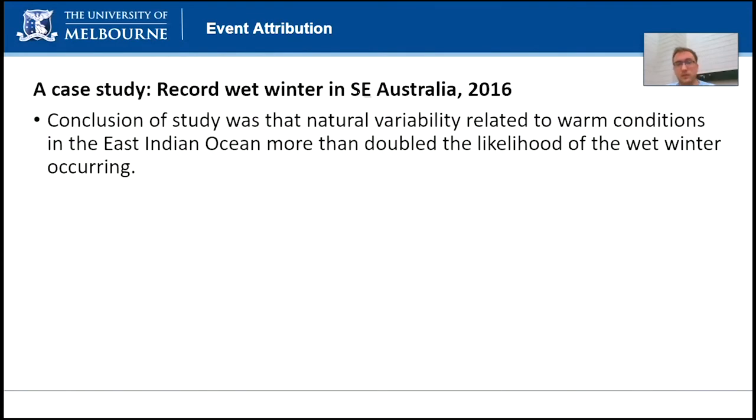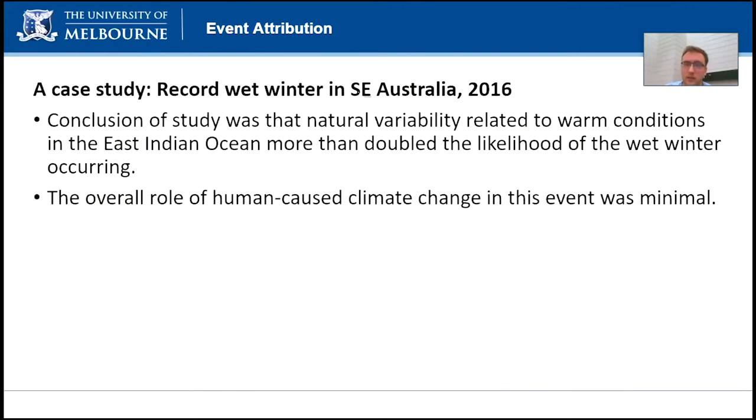So the main conclusion of the study was that natural climate variability related to the warm conditions in the East Indian Ocean at least doubled the likelihood of this event occurring. The overall role of human-caused climate change in this event was minimal.